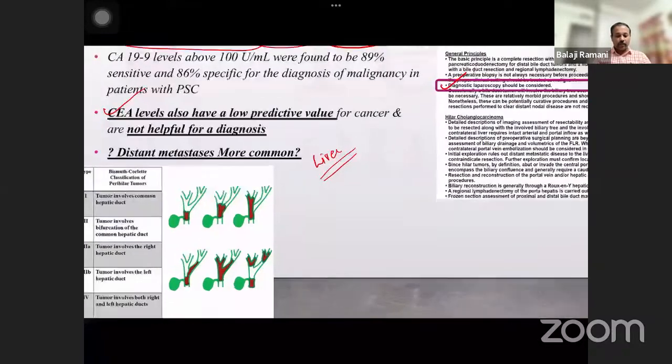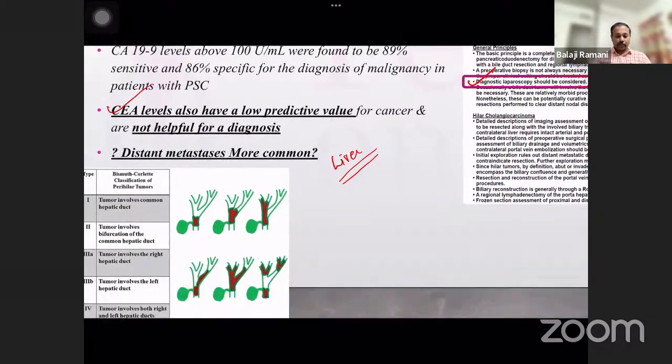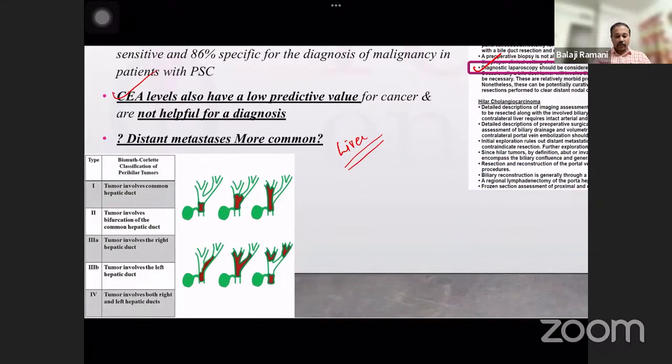And they may ask you about the Bismuth staging. So one is going to be the common hepatic duct. So you have got your Bismuth stage 1, which is your common hepatic duct. Two is going to be the bifurcation at the level of the common hepatic duct. Three is going to be the right. So 3A is still the right hepatic duct. 3B is going to be the left hepatic duct. Okay, so you can see the 3A and the 3B criteria. And 4 is going to be both, when both the right and left are involved. That is what it is considered.